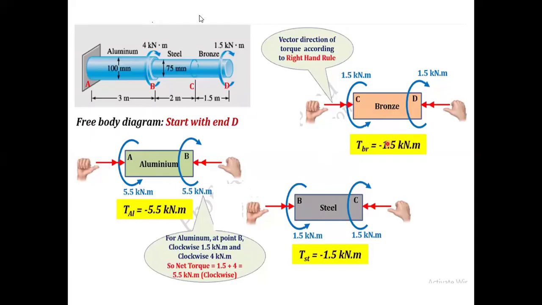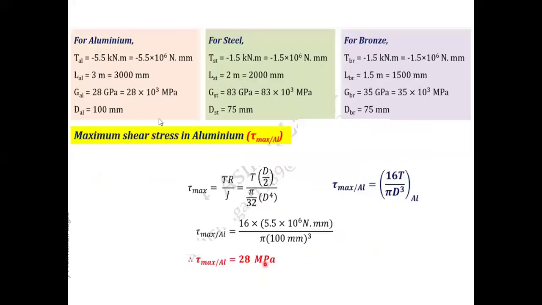We first have to determine the value of torque at various locations. Then the length is available. For aluminum, we have length 3 meter, modulus of rigidity 28 GPa, and diameter 100 mm. Similarly, for steel, length is 2 meter, modulus of rigidity 83 GPa, and diameter is 75 mm. For bronze, length is 1.5 meter, that is 1500 mm, modulus of rigidity 35 GPa, and diameter 75 mm.